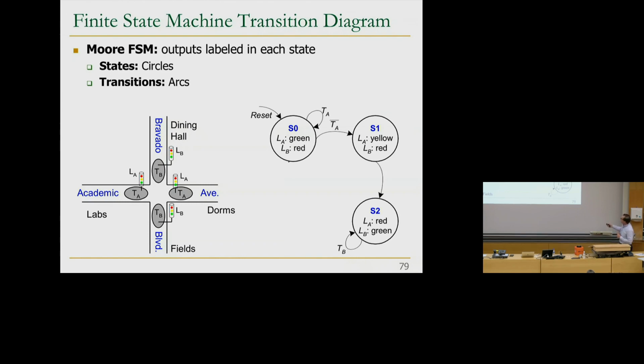This becomes red, Academic Avenue becomes red, Bravado becomes green. And then as long as you have traffic on Bravado, you stay here. And then if there's no traffic on Bravado, you go to this state where light A still stays red, but light B becomes yellow. And then 5 seconds later, you go over here. So now we've constructed this somewhat smart controller.